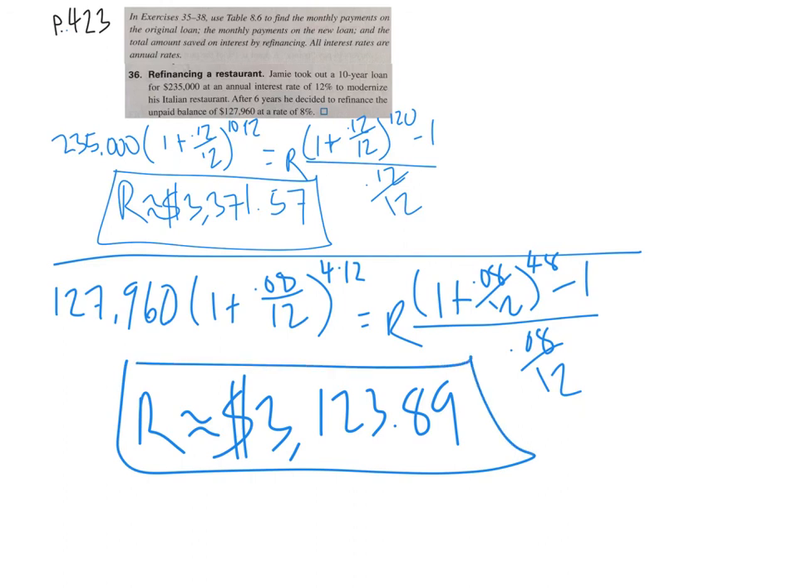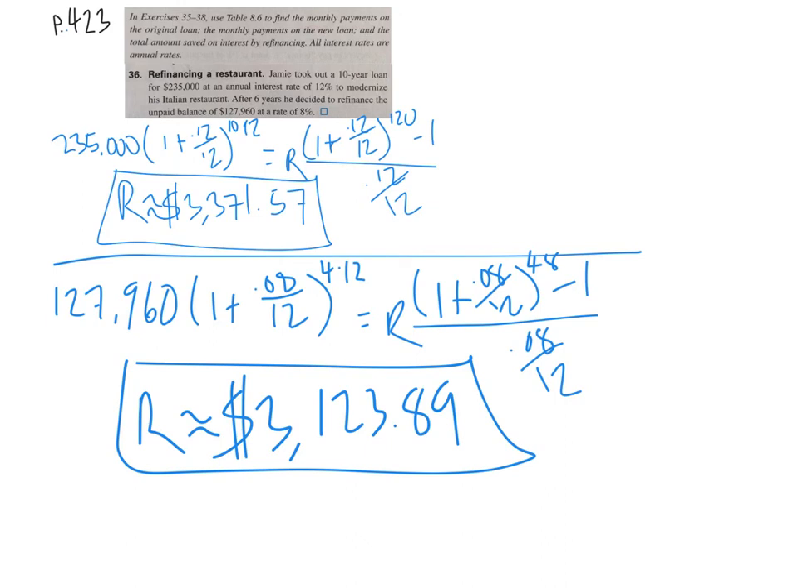Well, there we go. Obviously, our monthly payment went down, which was the whole point of refinancing in general. It doesn't look like it went down by a lot, right? It is about $250, which is a lot, especially since you have 48 months to pay it off. That's $250 you save for about 48 months. So that's the last part of this problem, by the way. It says, find the total amount saved on interest by refinancing.